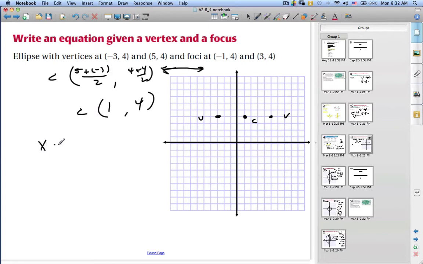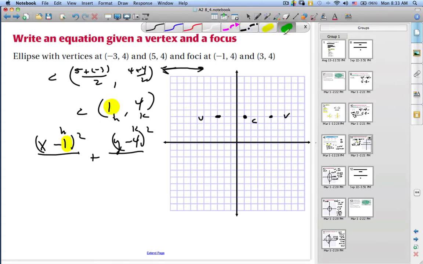That means that I have x minus 1 squared. I'm going to build up my equation here. And y minus 4 squared, because I took h and k and put them in as h and k. Remember, the x coordinate goes here and the y coordinate goes here. Now let's take a look at what our distance was from 1 to 5, which would be 4. So I know that a is equal to 4, and I moved in the x direction, so that's 4 squared.